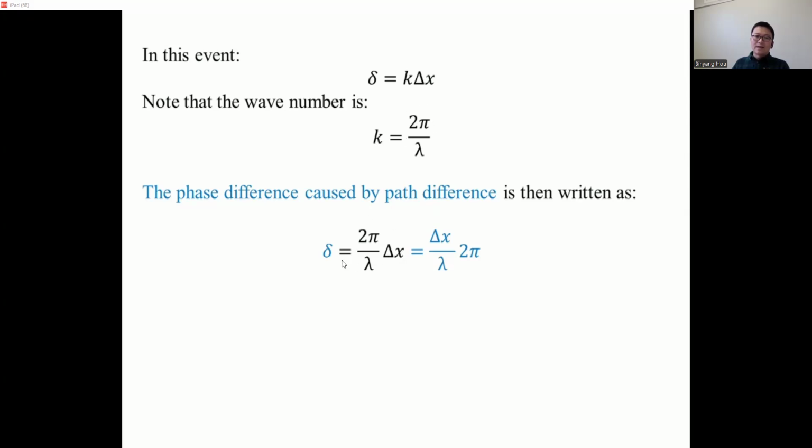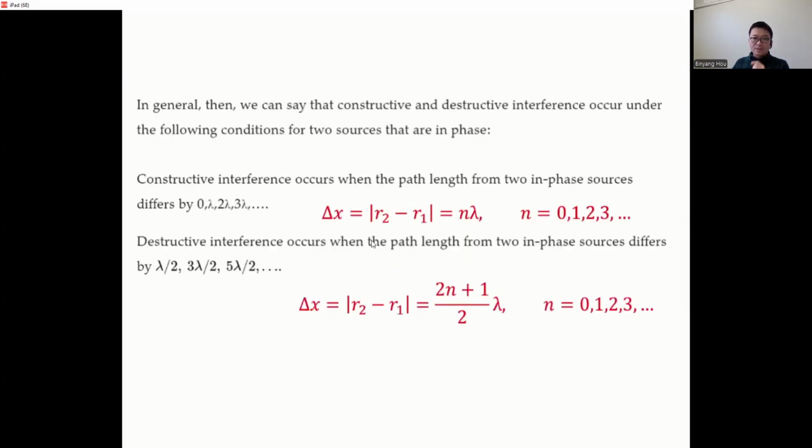Okay, and if that is equal to multiples of 2 pi, so that means delta x over lambda is equal to integer numbers. Okay, so if that's the case, then delta is equal to m times lambda, right? M equal to 0, 1, 2, 3, the integer numbers. Then you will have constructive interference.